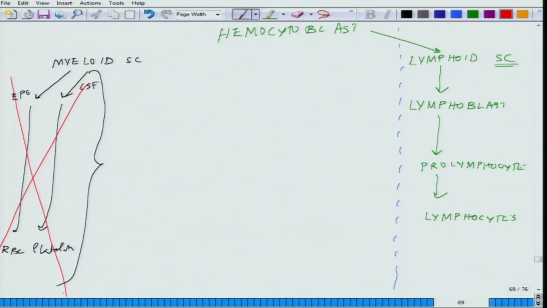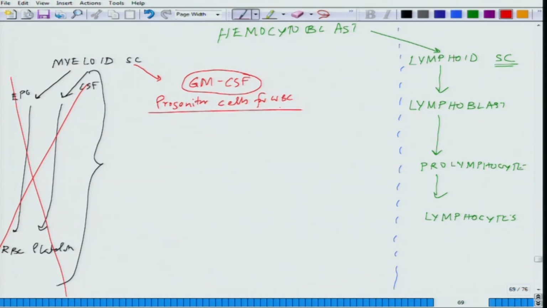Now, we will talk about what is happening to the myeloid stem cells out here. Some of these myeloid stem cells, under the influence of GM-CSF, colony stimulating factors, become progenitor cells, which are destined to become white blood cells, progenitor cells for WBC. These progenitor cells then divide into 2 parts.